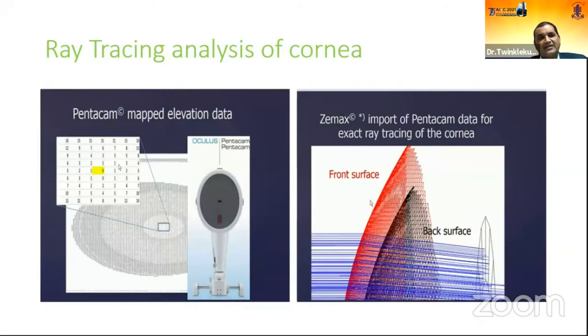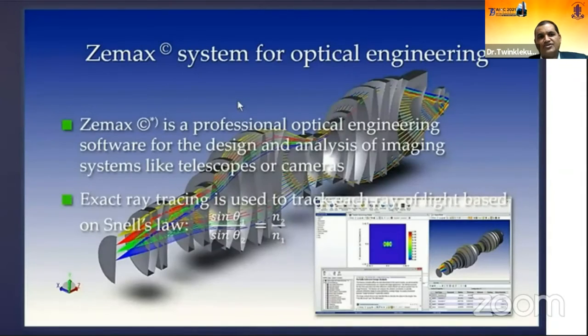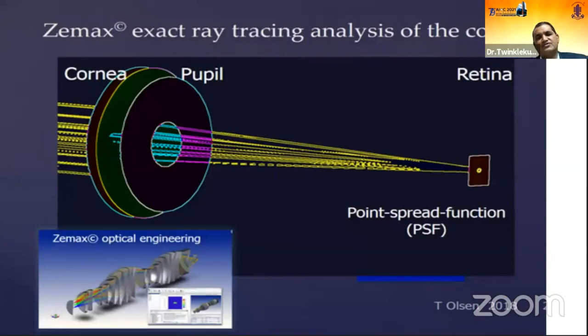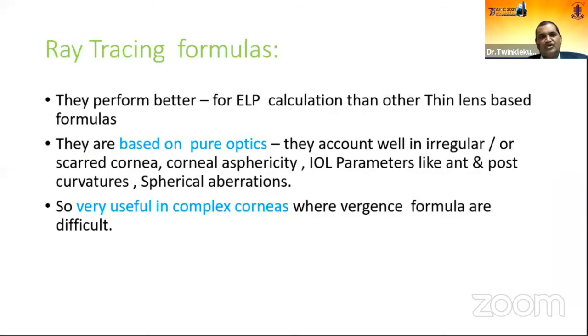So now, because of our better understanding and newer equipment, all the small map data, elevation database can be incorporated, imported from the Pentacam data into the Zemax ray tracing software. This is an optical engineering software. It is designed in such a way that all the rays passing through the cornea and pupil give the point spread function, and it retrospectively gives us the exact corneal power, whether it is a normal cornea or abnormal cornea. So they perform better for the effective lens position calculation than the other thin lens based formulas.